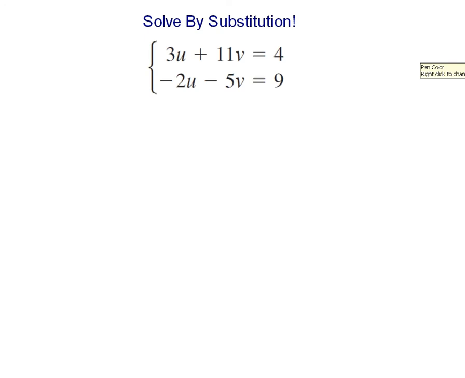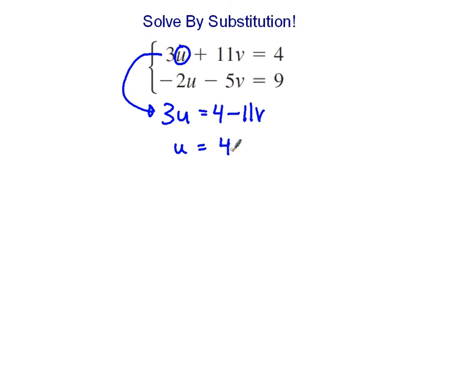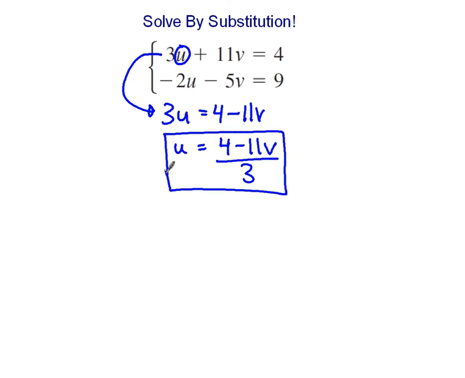I'm going to take the first equation and I'm going to try to isolate for u, which means I want u all by itself. So my first step would be 3u equals 4 subtract 11v. So I've just moved the 11v to the other side. And after that, divide both sides by 3. So I have u equals (4 minus 11v) all over 3. Okay, so that's the first step. I've isolated one of the variables in one of the equations.